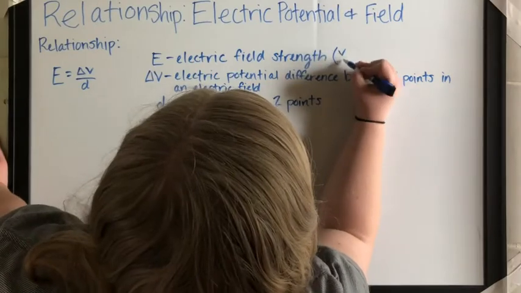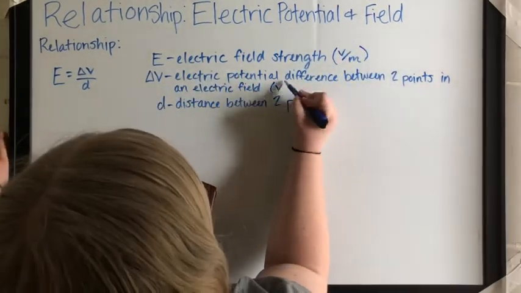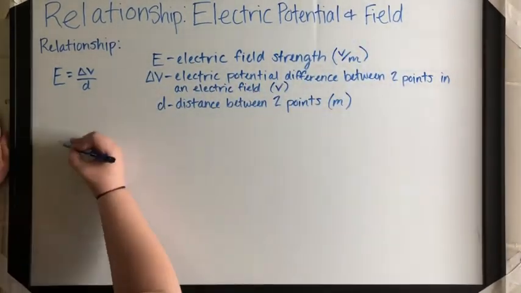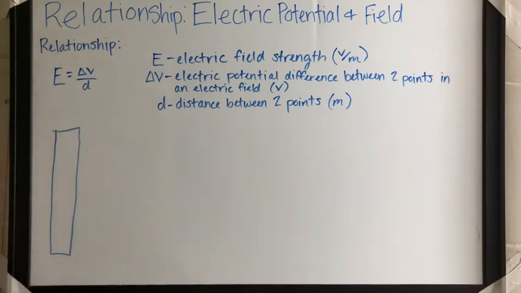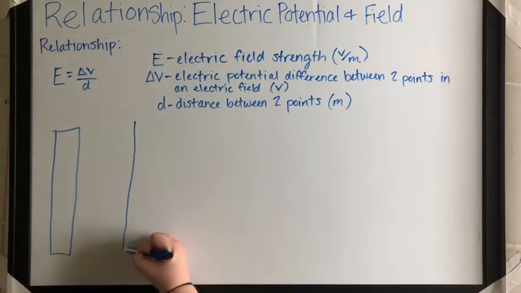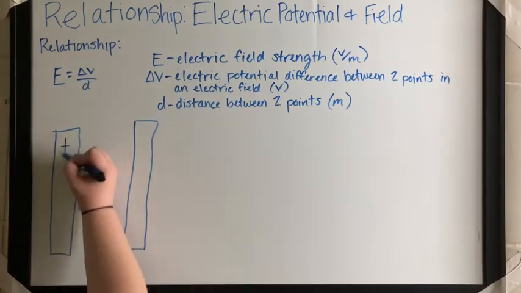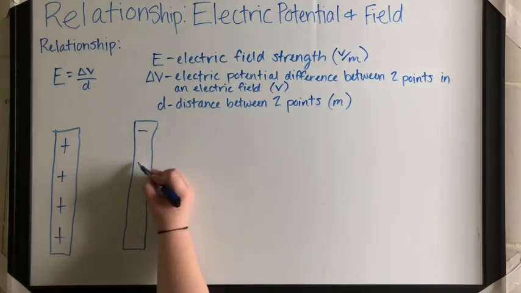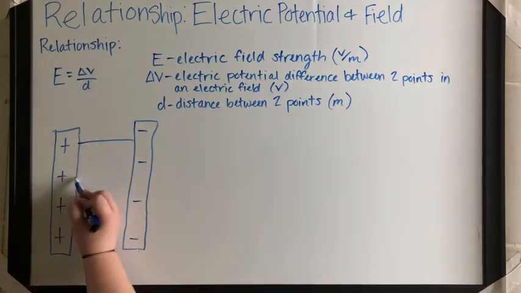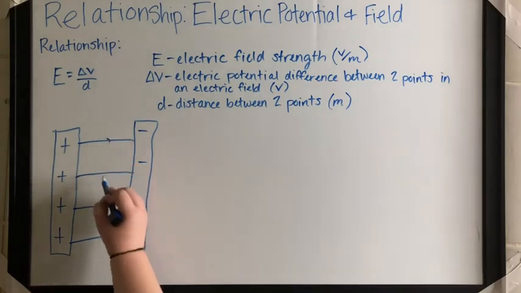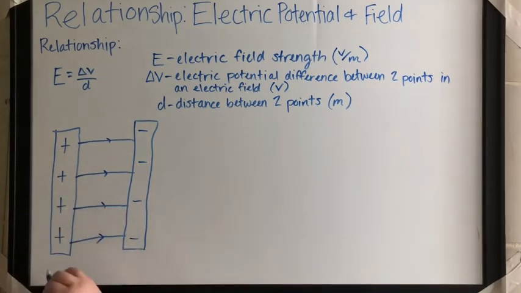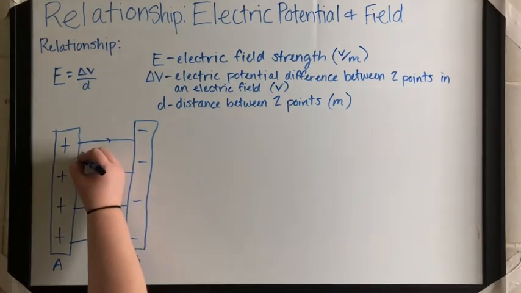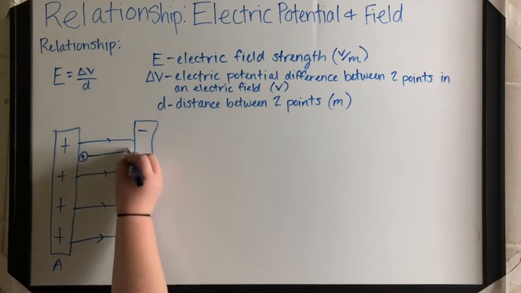So we are going to do an example problem to demonstrate this relationship in this equation. I'm going to draw an electric field between 2 charged plates. So we have a positively charged plate and a negatively charged plate. And we'll call the positively charged plate plate A and the negatively charged plate plate B.